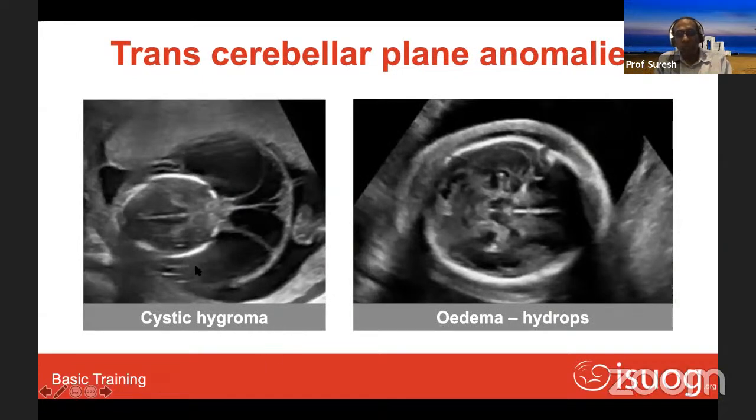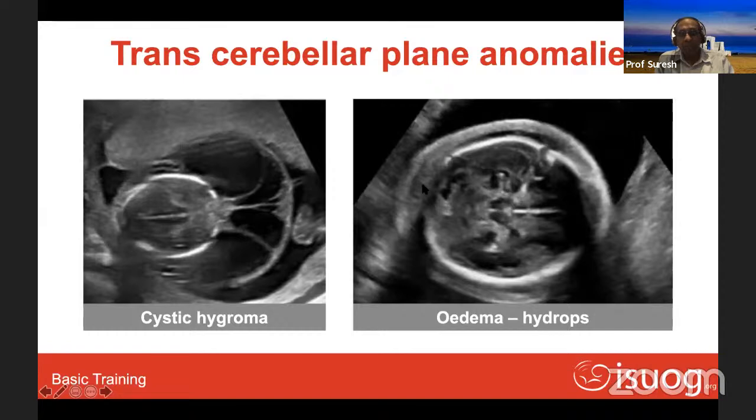Now let's move out of the skull. Outside the skull is the skin, so we pay attention to the skin covering. And here is a large swelling, which you can see with multiple septations, which is not communicating with the intracranial structures. A non-communicating cystic structure with septations behind the head is usually a cystic hygroma.